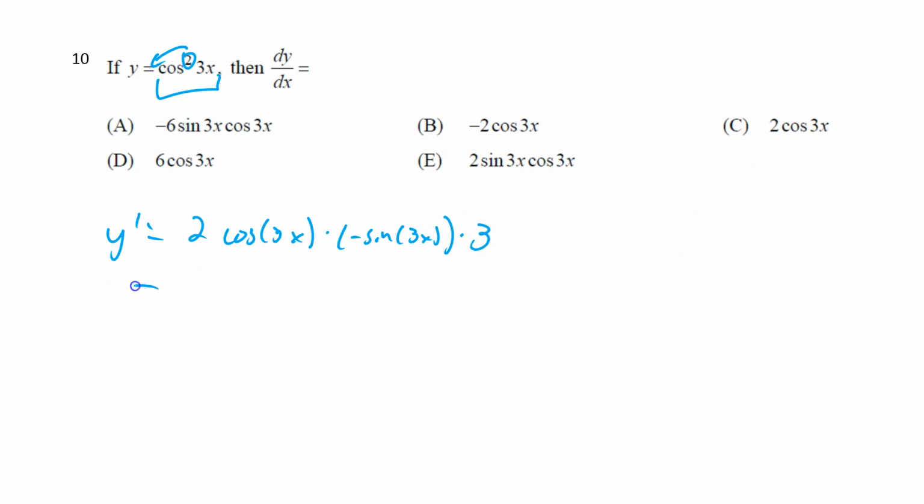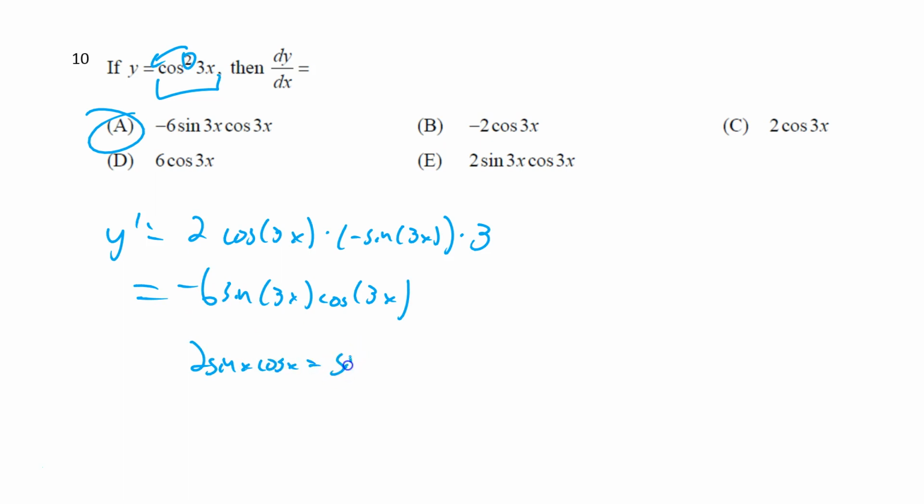So what does it look like? We got negative 6, because of the negative here, sine 3x, cosine 3x. There we go. I was going to say, they might have done something sneaky with the fact that 2 sine x cosine x is sine 2x. That's an identity you might remember from last year. So you could have maybe done something with that in here, ended up with a 6x inside. But they didn't do that, so thank goodness we don't have to think about our identities.